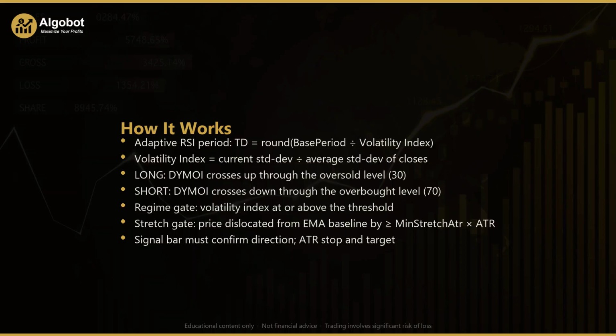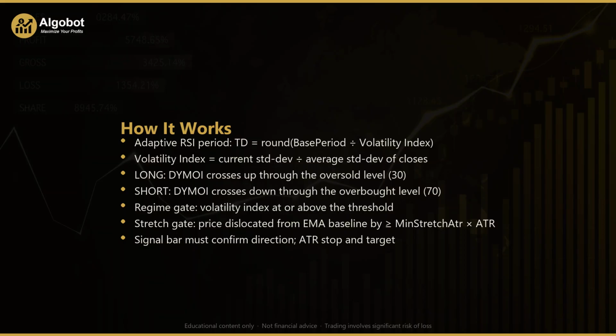The regime gate requires the volatility index to be at or above the ViThreshold, so the adaptive shortening is actually engaged. The stretch gate requires price to sit at least MinStretchAtr times ATR away from the 50-period EMA baseline. For a long, price must be that far below the baseline. For a short, that far above it. This ensures the strategy is fading a genuine dislocation, not a gentle drift.